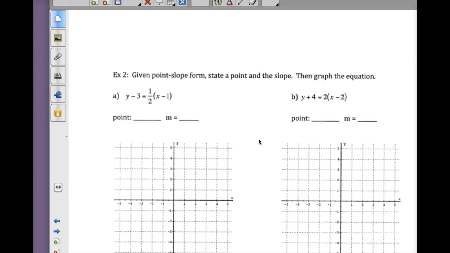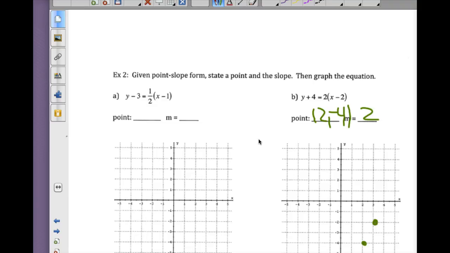Okay, see if you can get the point out of here. Oh, look at that, she's real careful with her signs. Explain what you did. How did you get your point? That would be +2, and then this would be -4. 2, -4. Very good. Now, graph the point 2, -4. What quadrant are you in? Fourth quadrant.